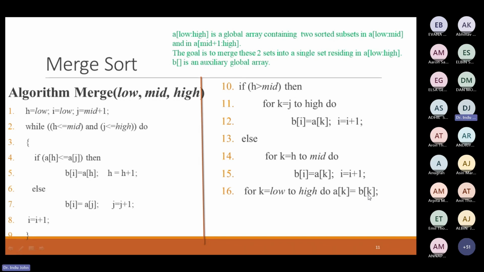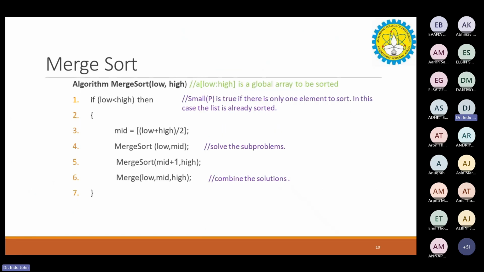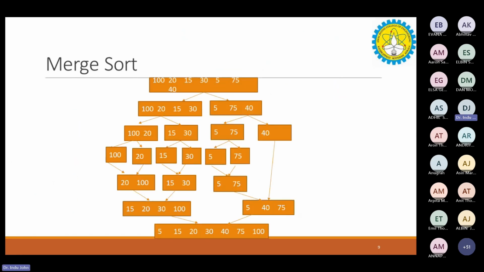Okay, so maybe we can look at the example once again. I will explain that merge procedure with respect to these two subarrays. Here you have 15, 20, 30, 100, which is already sorted. Then you have 5, 40, 75. That is also already sorted. Now suppose you are calling this merge operation on these two subarrays. You have the pointer h, just keeping track of the indices here.